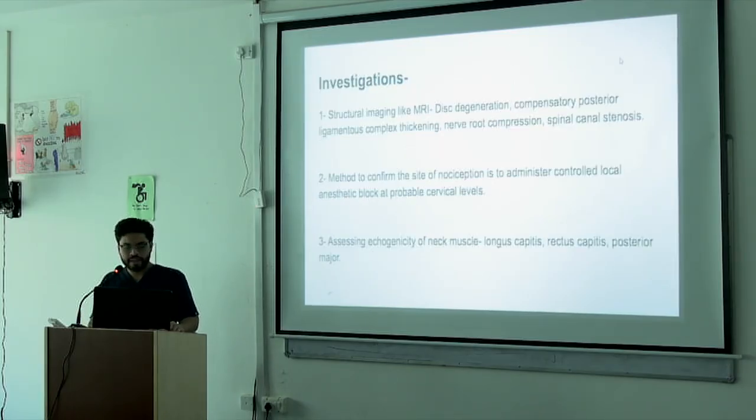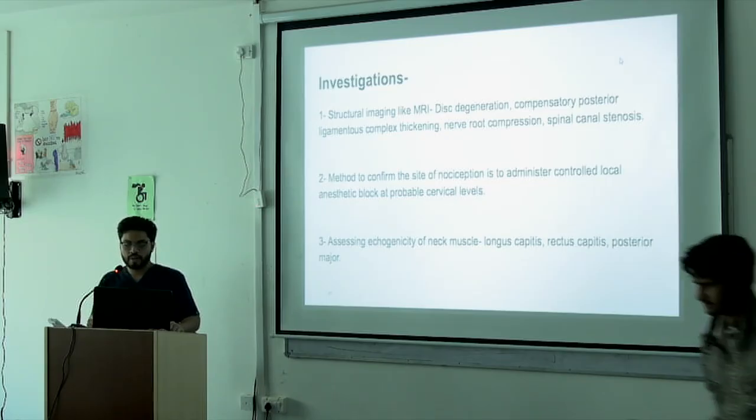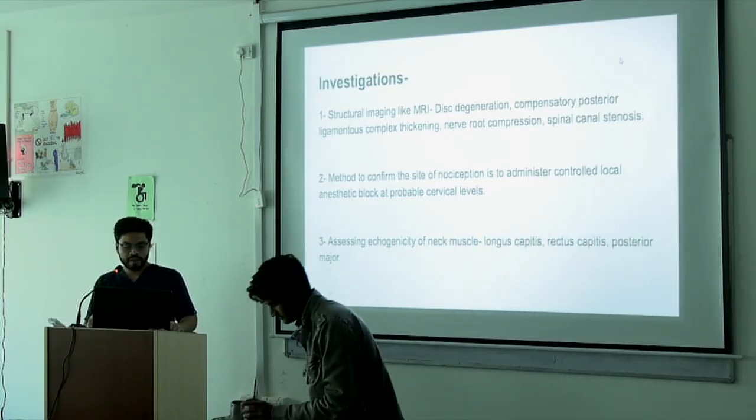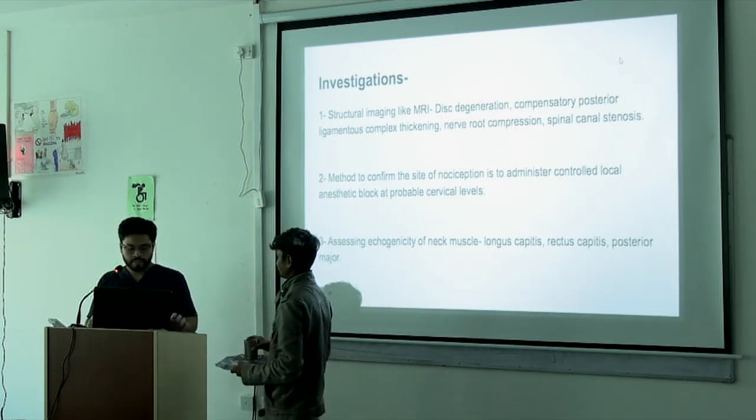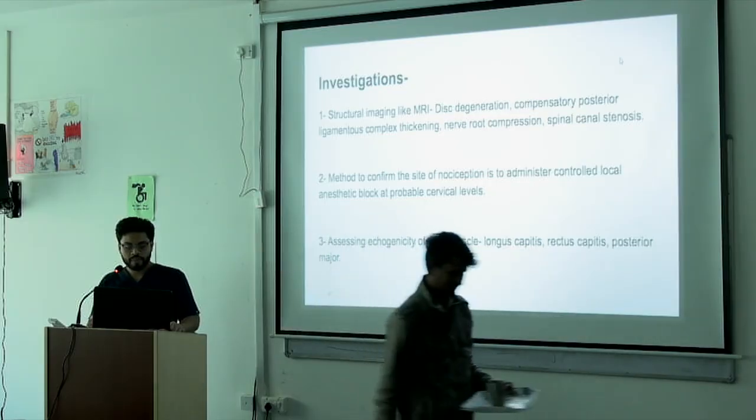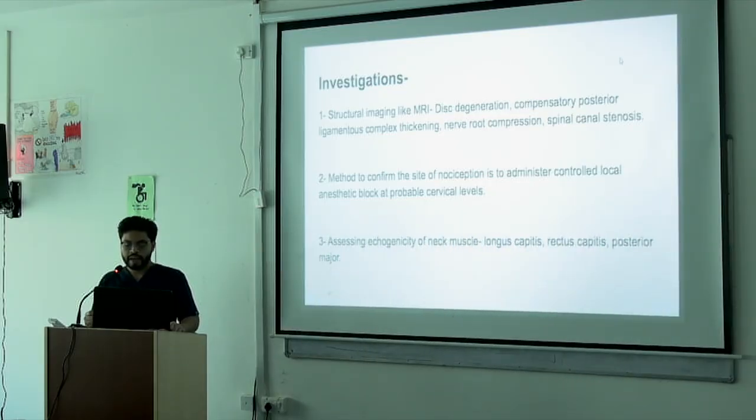Investigations to make a definitive diagnosis: structural imaging such as MRI, which would help us rule out underlying pathology such as disc degeneration, compensatory posterior ligamentous complex thickening, nerve root compression, and spinal canal stenosis. A method to confirm the site of nociceptive pain would be controlled local anesthetic at the site of probable cervical pathology. And third would be assessing echogenicity of neck muscles such as longus capitis, rectus capitis, and posterior major using an ultrasound.